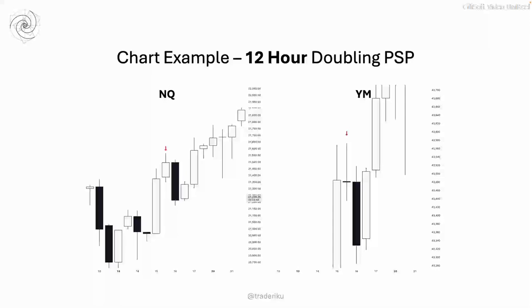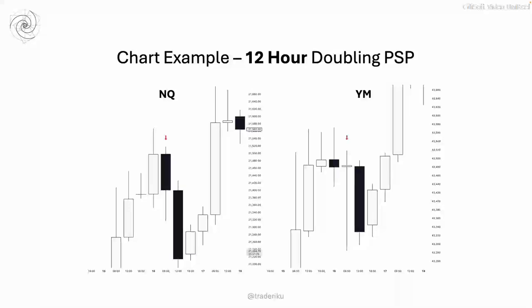This is a chart example. We had a 12-hour doubling PSP and then an expansion in the next 2 quarters, New York AM and New York PM. And you can see here on the lower time frame, this expansion after the 12-hour doubling PSP closed.